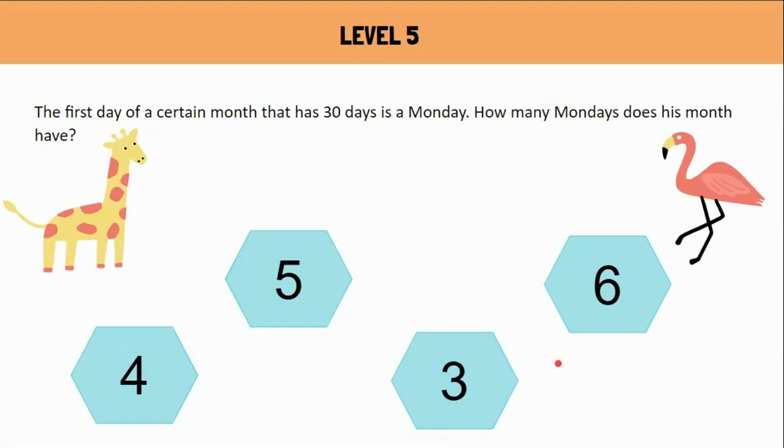Okay, so this particular month, they haven't told us what month it is. Let's just assume this month is, so are you familiar with this: 30 days have September, April, June and November? So all these months have 30 days. Okay, so let's just assume that this certain month is September. Okay, so how do we solve this question?